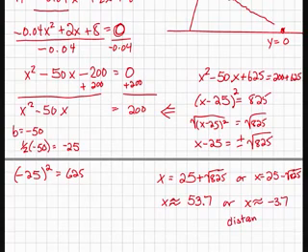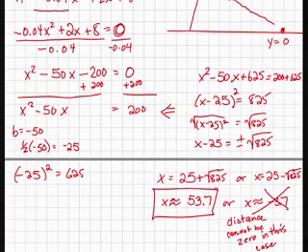And the other solution was x is approximately equal to negative 3.7. Well, we know that that's not a reasonable solution since it cannot be a negative distance in this situation. So the only reasonable answer is that the debris will land approximately 53.7 feet from the launch site.